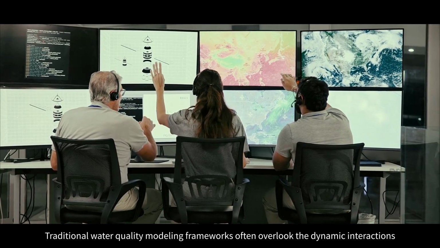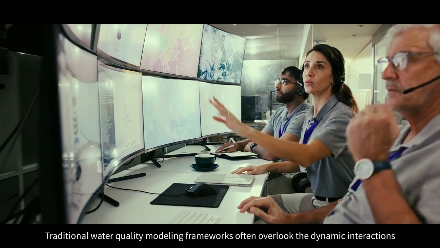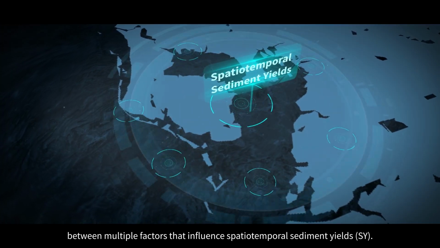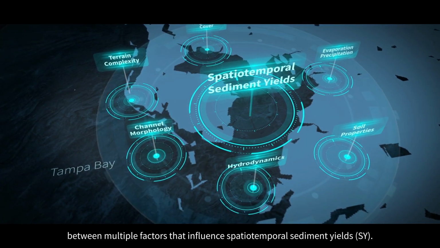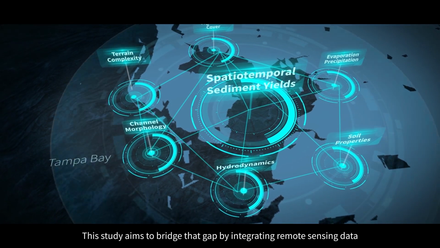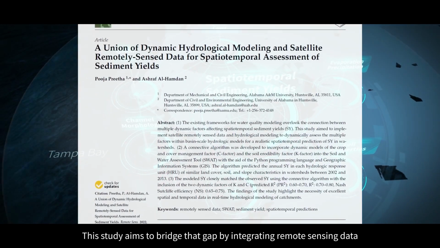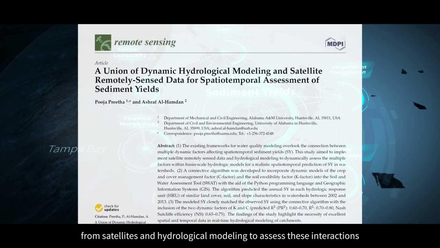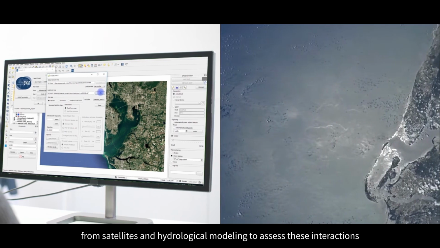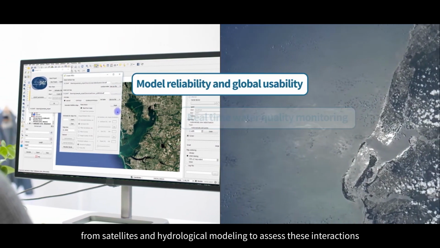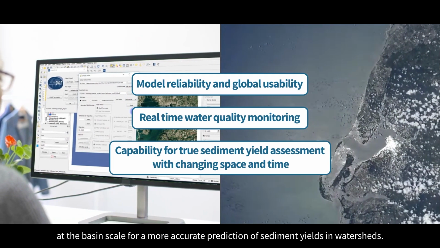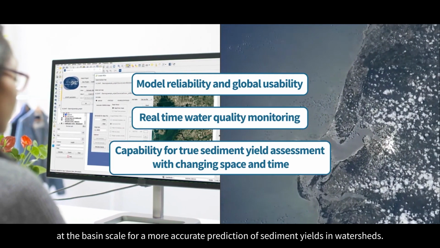Traditional water quality modeling frameworks often overlook the dynamic interactions between multiple factors that influence spatiotemporal sediment yields. This study aims to bridge that gap by integrating remote sensing data from satellites and hydrological modeling to assess these interactions at the basin scale for a more accurate prediction of sediment yields in watersheds.